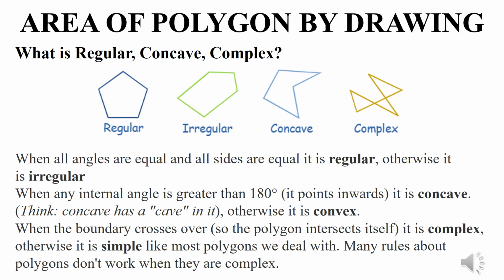Otherwise, it is convex. When the boundary crosses over, so the polygon intersects itself, it is complex. Otherwise, it is simple, like most polygons we deal with. Many rules about polygons don't work when they are complex.